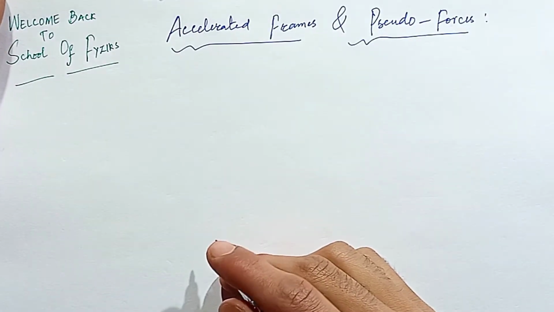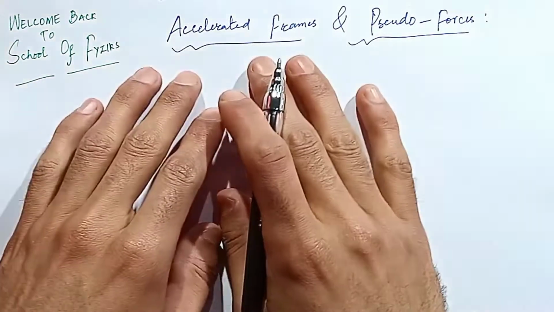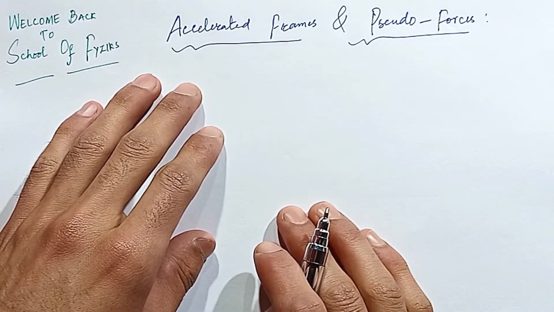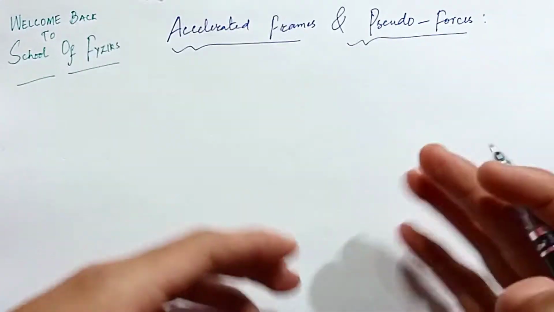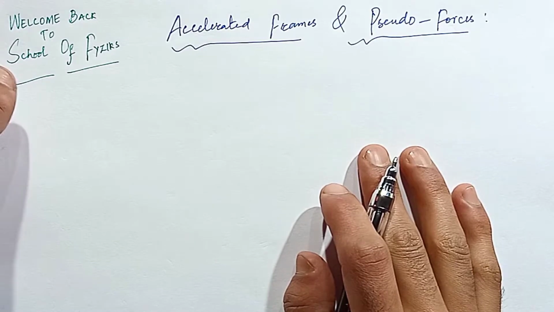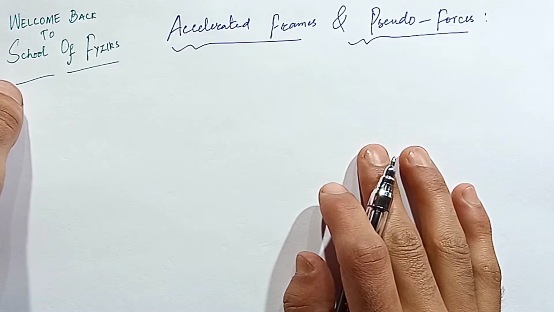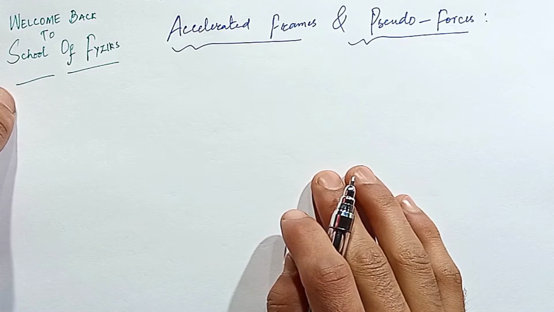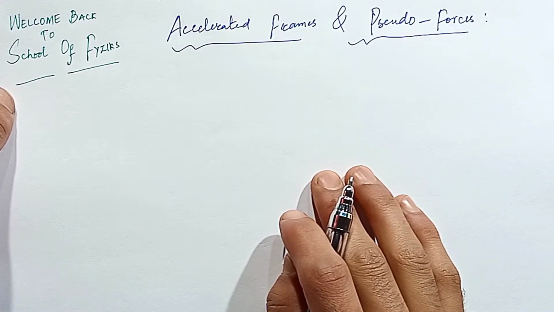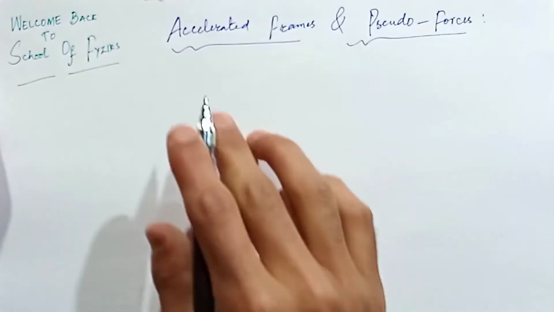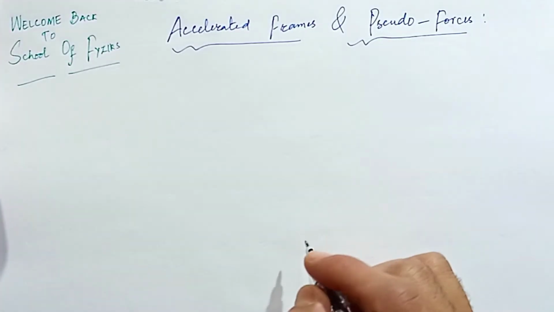Today in this lecture we are going to discuss accelerated frames, the frames of reference which are accelerated with respect to some other frame, and the result of that is that there arises a force which is called the pseudo force. We will discuss those forces also. So today's lecture will be all around the frames of reference.